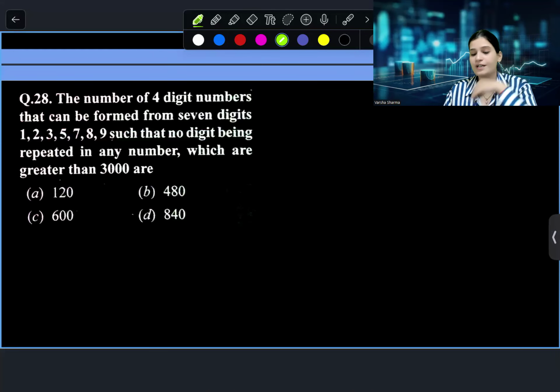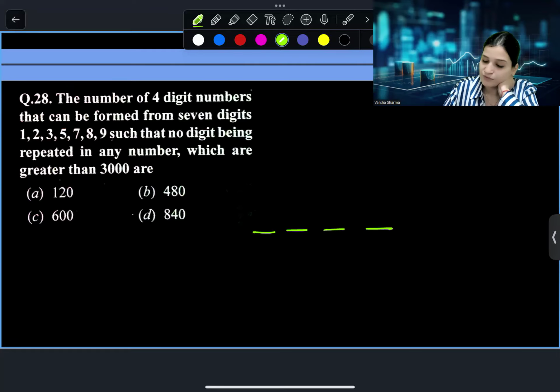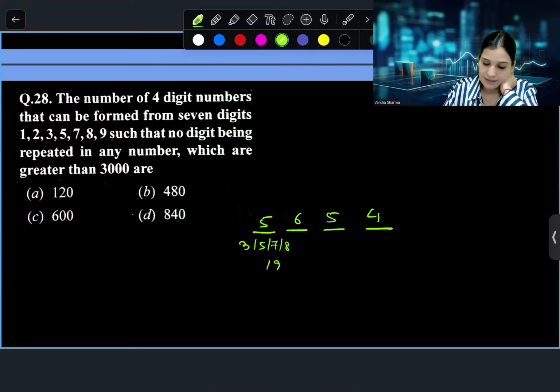The number of 4-digit numbers that can be formed from the 7 digits so that no digit is repeated and they are greater than 3,000. If I want the 4-digit number to be greater than 3,000, the first place has to be filled by 3, 5, 7, 8 or 9. So there are 5 ways to fill this position. Remaining 6, then 5, then 4. Answer 600.